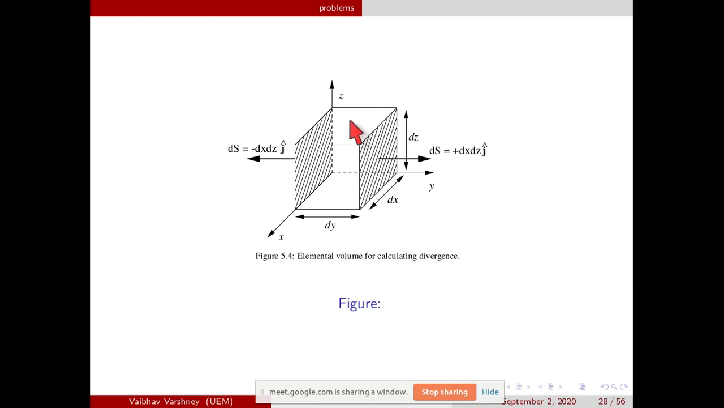So see, yesterday what I discussed is: consider water flowing through any way, and we have taken one small volume element from that, with x component dx, y is dy, and z is dz. So the volume of this is dx dy dz. First we will calculate the outflow through these two planes which I have marked, the front plane and the back plane, the xz planes. The area is dx into dz.